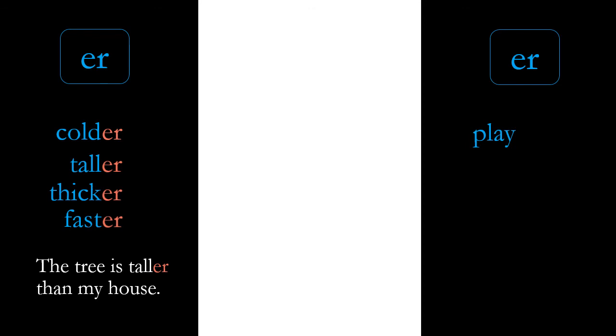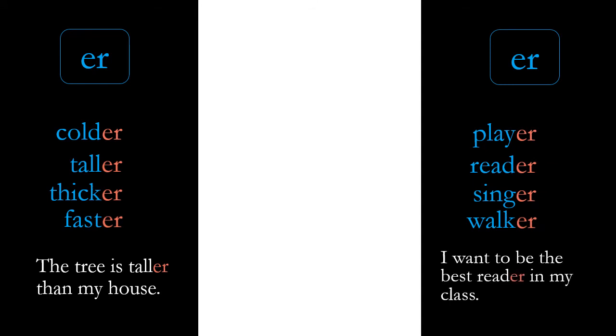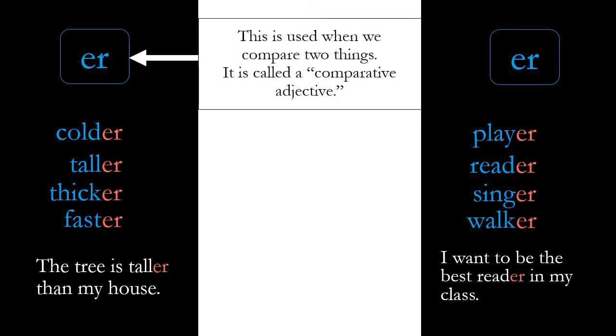On the other side, we've got play, read, sing, and walk. And if we add ER to these, we get player, reader, singer, walker. I want to be the best reader in my class. These are 2 different uses of ER. This one is used when we compare 2 things.